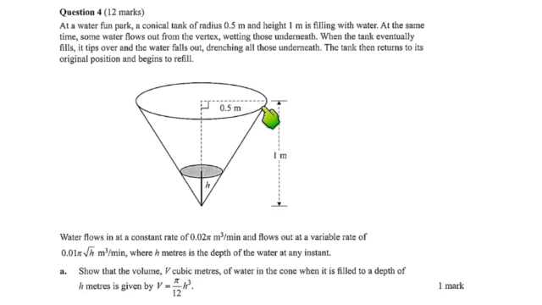That's 1 meter, that's 0.5 meters. That's the height h at any time. Water flows in at the constant rate of 0.02 pi meters cubed every minute, and flows out at the variable rate of 0.01 pi root h cubic meters per minute, where h is the depth of the water at any time. Show that the volume V cubic meters of water in the tank when it is filled to a depth of h meters is given by that expression.